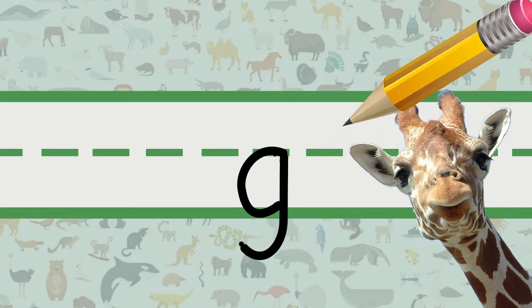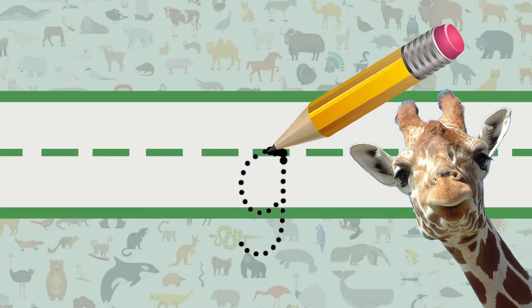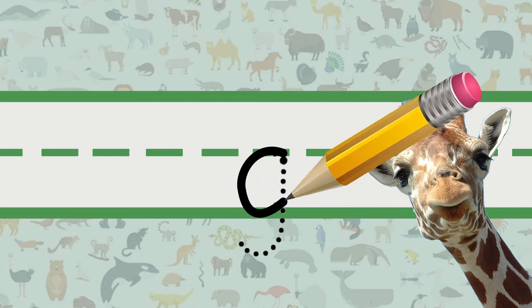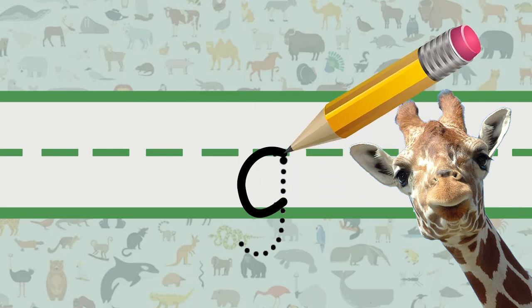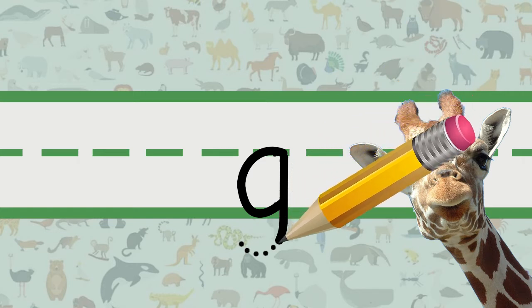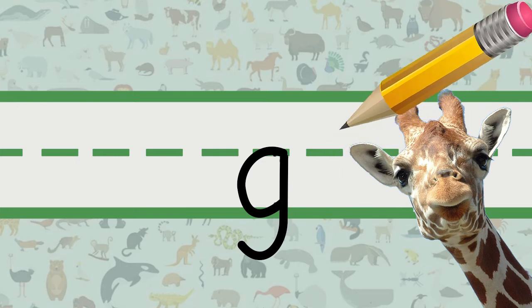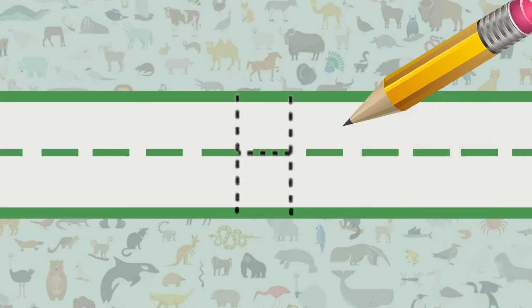Good job! Let's do that again. Start at the middle and draw a curved line down to the bottom. Then go back to the middle and draw a line down below the bottom and curve to the left. Good job! Let's write the letter H.